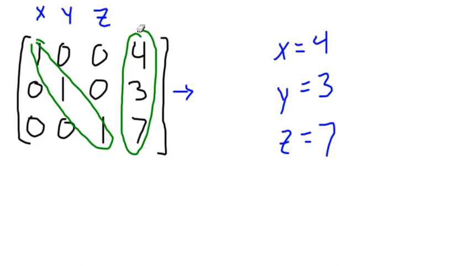So now if we set up our equations, in the first row we would have 1x plus 0y plus 0z equal to 4. Well, that just gets us x equals 4. In the second row, we have 0x plus 1y plus 0z equal to 3, so y is equal to 3. In the third row, we have 0x plus 0y plus 1z equal to 7, so z equals 7. So reduced row echelon form, it's going to take a lot more work to get it into that form, but it tells us right away what our x, y, and z values are.